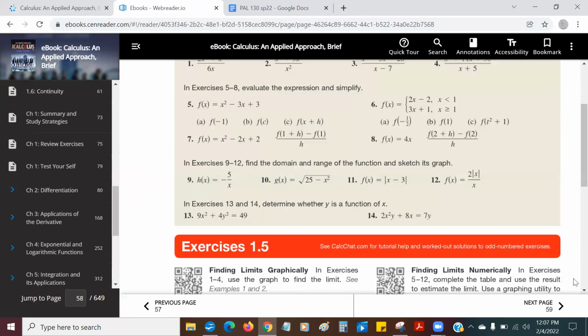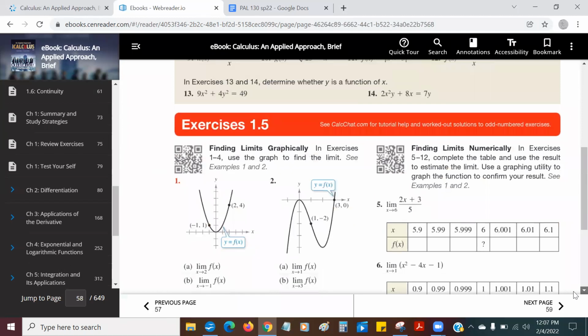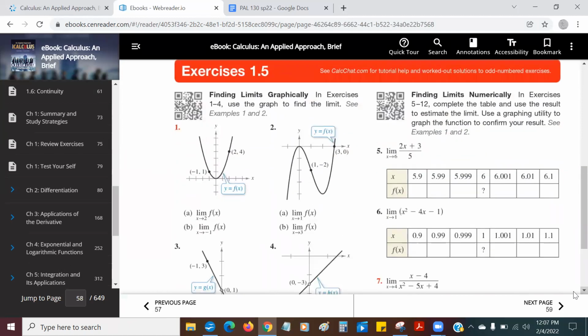Okay, let's see. Before I assign some homework, let's look at some of the even problems. I'm going to assign odd problems. Let's look at a few of the even ones.